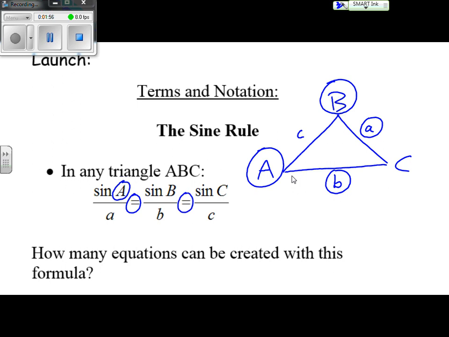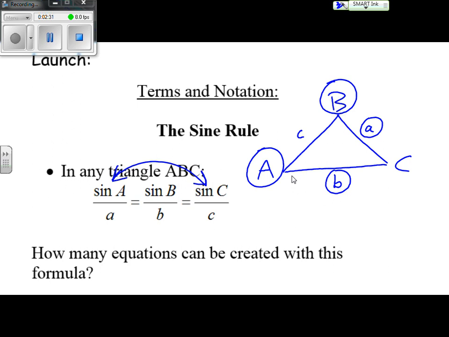Now, you'll notice here in this formula there are two equal signs. You will never use two equal signs at one time. You will either use the first part here, which says the sine of A over A is equal to the sine of B over B, or you will use the second version, which says the sine of B over B is equal to the sine of C over C. Or you can take the sine of A over A and set it equal to the sine of C over C. But again, you will never use all three of these.